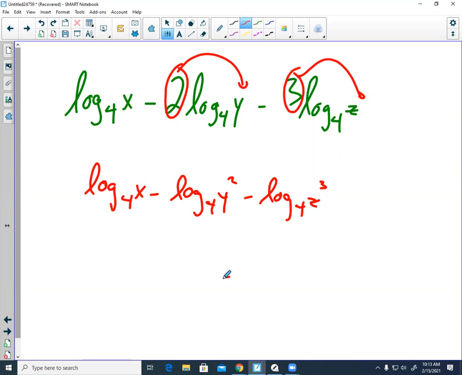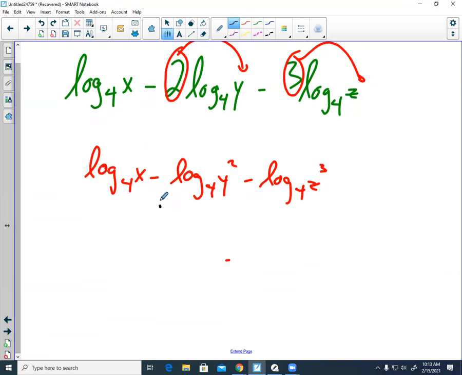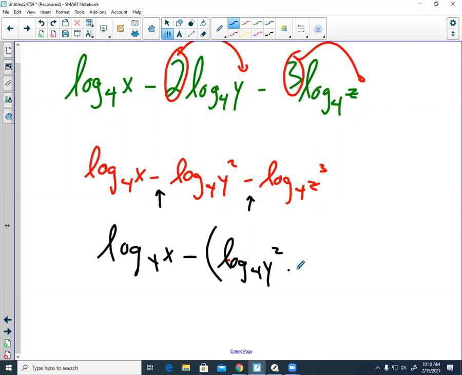What I do here is I take this negative and this negative and I factor them out. So I'm going to do log base 4 of x minus, and then I'm going to put a big set of parentheses, log base 4 of y squared plus log base 4 of z to the third.